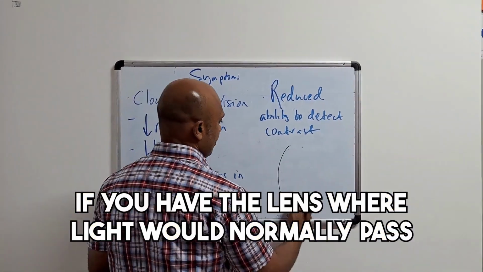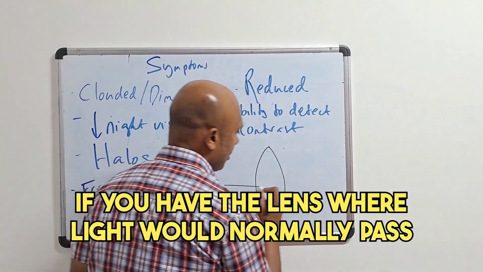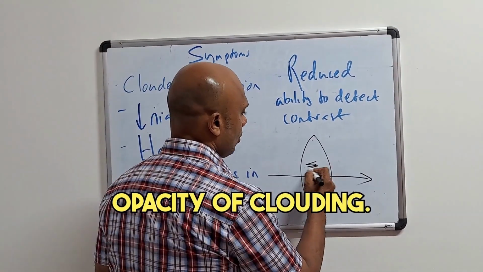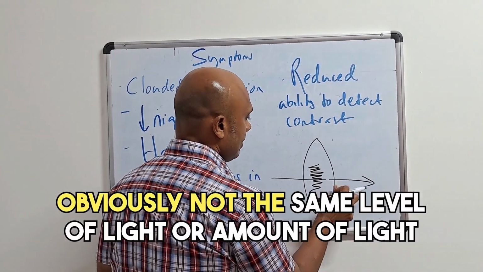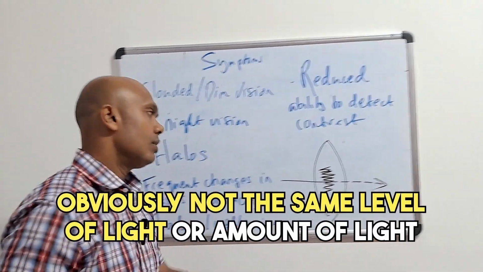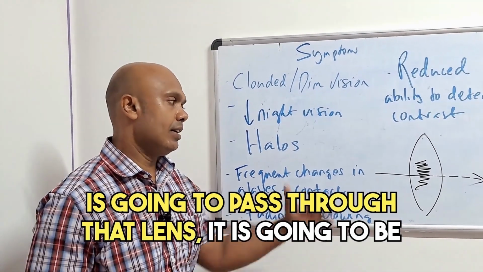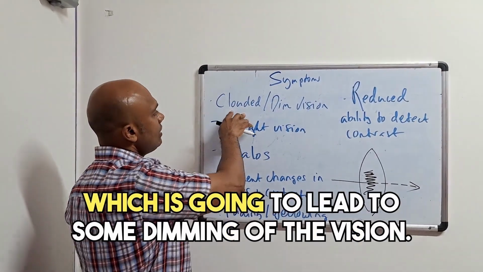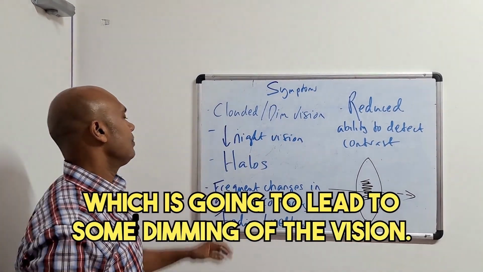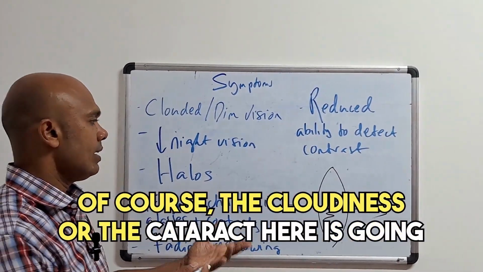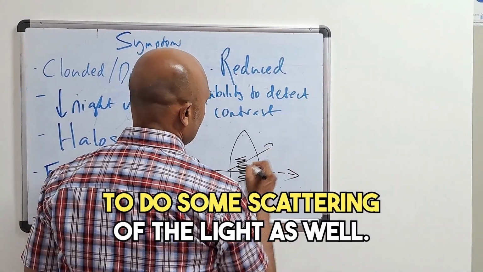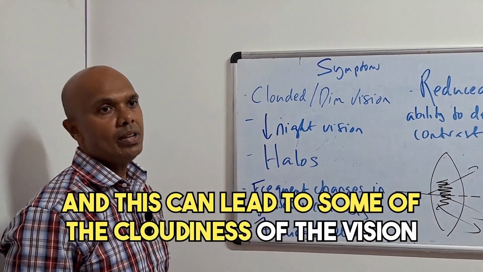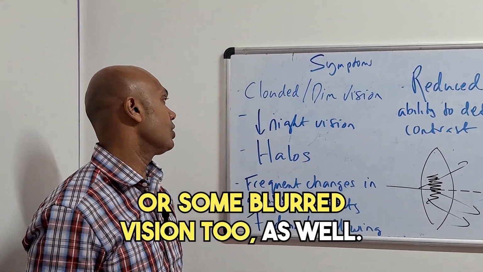So as you can imagine, if you have the lens where light would normally pass through unimpeded, and then you have some opacity or clouding, obviously not the same amount of light is going to pass through that lens. There is going to be a reduction in the amount of light that passes through, which is going to lead to some dimming of the vision. Of course, the cataract here is going to do some scattering of the light as well, and this can lead to some cloudiness of the vision or some blurred vision too.